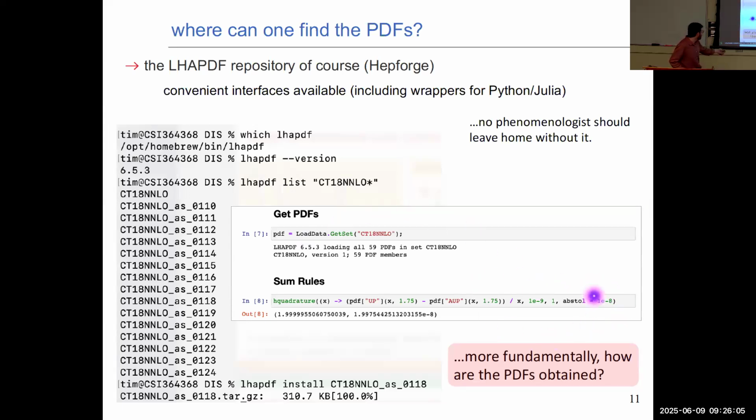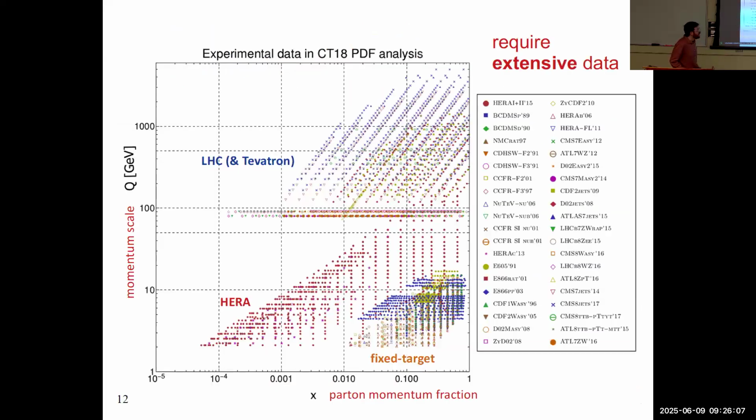More fundamentally, of course, how are the PDFs obtained? Somewhat related to the very good question we just heard before, what I really need is an extensive data set to try to get at the PDFs. And this is what I was trying to allude to a moment ago, right? If I want to somehow understand the full flavor, momentum and x dependence of the PDFs, what I'd like to do is get as large a data set as possible where I believe that I have the perturbative calculation under reasonably good control, as well as the factorization theorem.